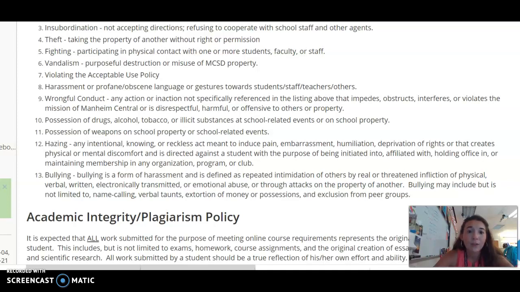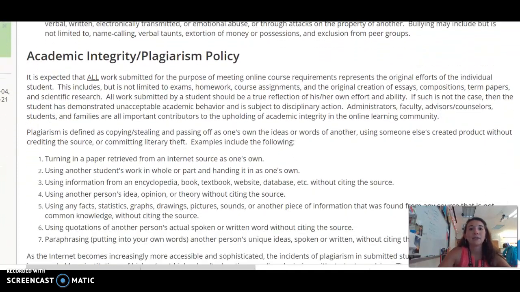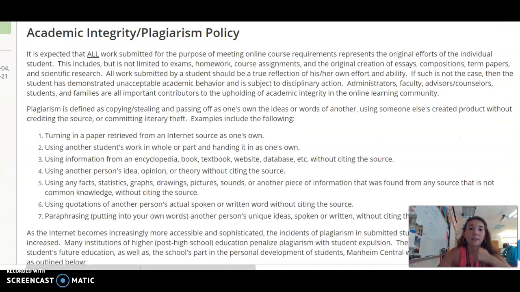Bullying. Bullying is a form of harassment and is defined as repeated intimidation of others by real or threatened infliction of physical, verbal, written, electronically transmitted, or emotional abuse, or through attacks on the property of another. Bullying may include, but is not limited to, name-calling, verbal taunts, extortion of money or possessions, and exclusion from peer groups. So, our academic integrity plagiarism policy.